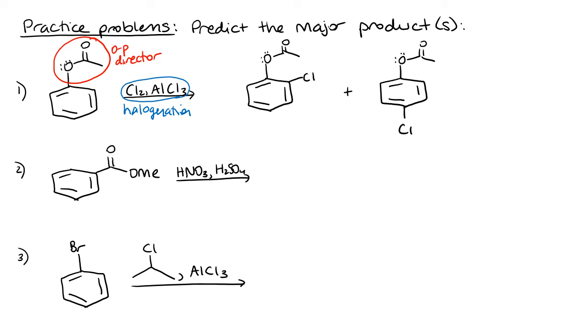Now in terms of major products, this group is fairly bulky and it would introduce a fair amount of steric hindrance at the ortho position. So we can guess that the para substituted product is going to be the major product because it has the least amount of steric hindrance.